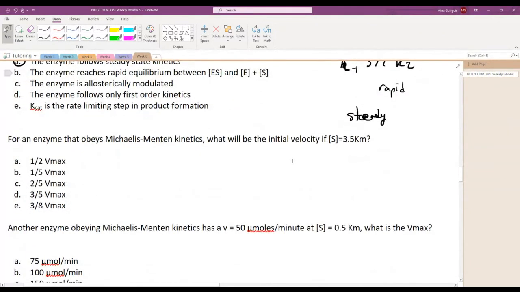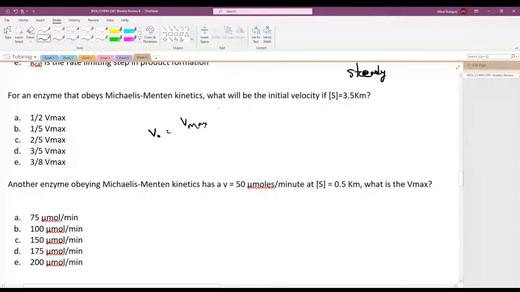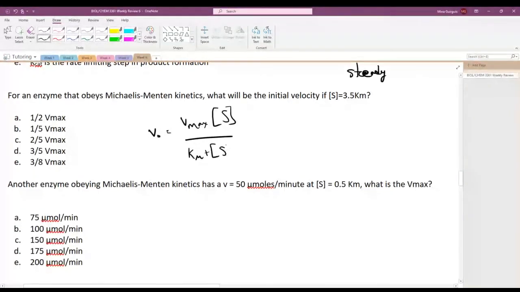Okay. The next few questions are just getting used to using the Michaelis-Menten equation and finding different values from it. So these are going to go a little bit quickly, okay? For an enzyme that obeys Michaelis-Menten kinetics, what will be the initial velocity if the substrate concentration equals 3.5 Km? Once again, we're going to write the formula. V0 equals Vmax times the substrate concentration over Km plus the substrate concentration.